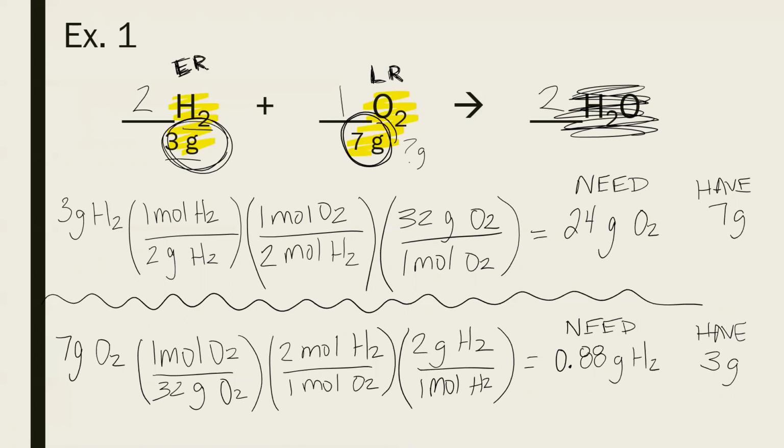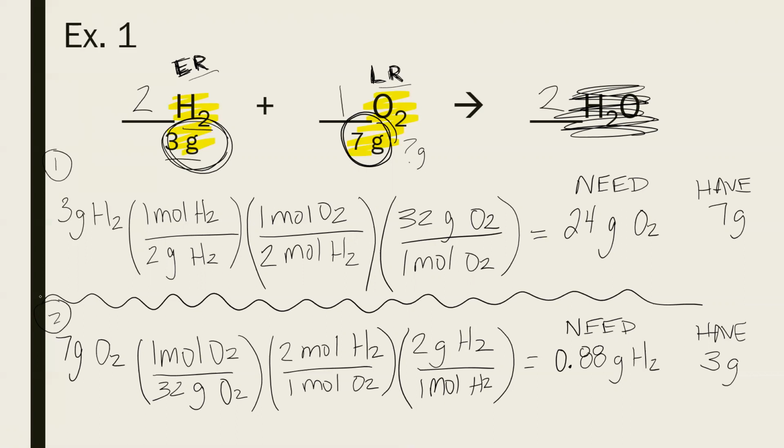Let's try it the other way. I did it the other way. I need 0.88 grams of hydrogen. I have 3. I need 88 cents. I have $3. I'm going to have extra money left over. In this case, I know that H2 is my excess. By default, O2 is my limiting. So that's what I'm saying. It doesn't matter if you do it this way or this way. You should get the same answer.